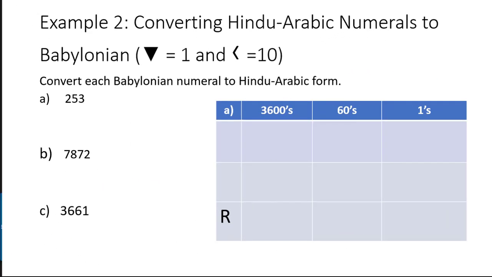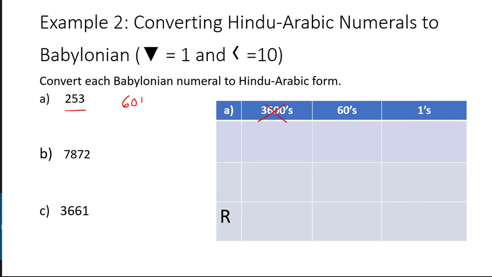Okay, now let's go back the other way. Given a Hindu-Arabic numeral, we're going to convert it to Babylonian. You have to kind of work backwards, starting with the largest place value that is less than the number you're given. So for example, in part A, we have the number 253. We can't have any of the 3600's place because that would just be too big. But we can have 60's. 60 goes into 253 several times.